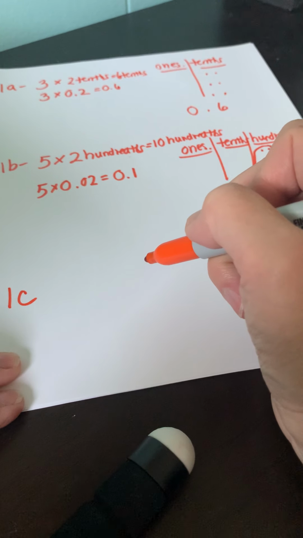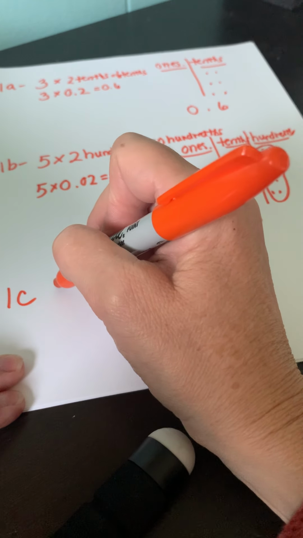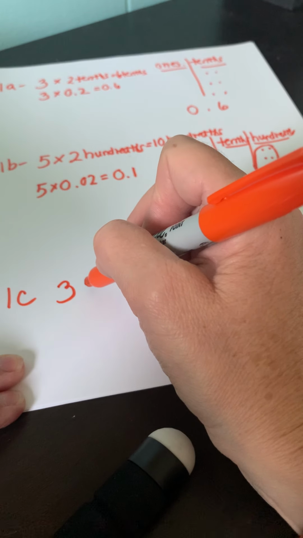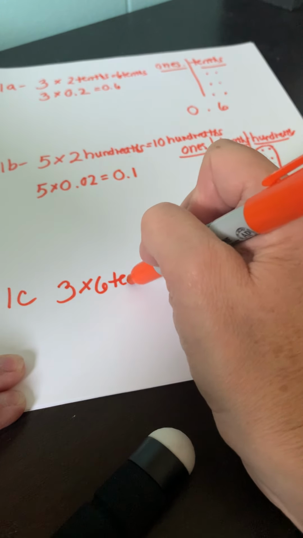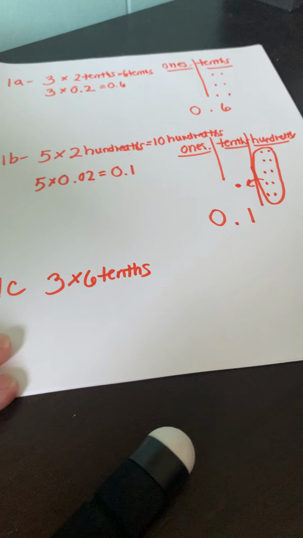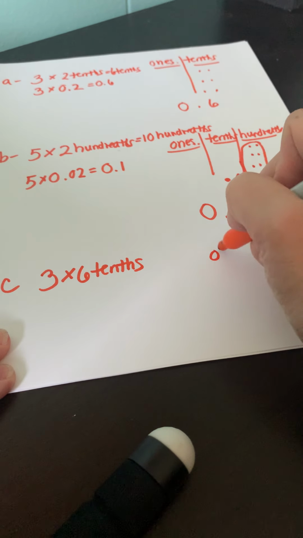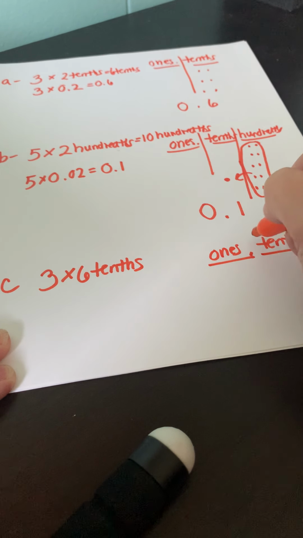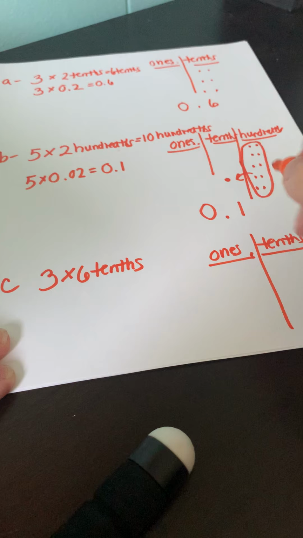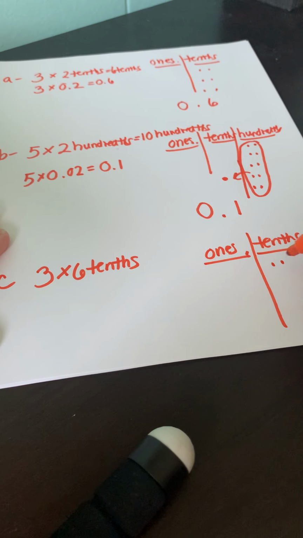All right, let's look at 1C. 1C says 3 times, I can write times like this, 6 tenths. 3 times 6 tenths. I need my place value chart with ones and tenths. 3 copies of 6 tenths. 1, 2, 3, 4, 5, 6.